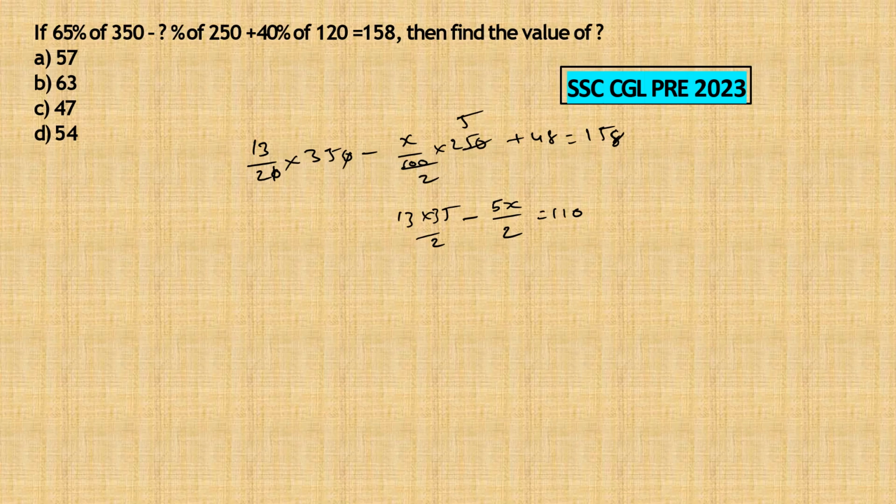Okay, 13 into 35, 350 plus 105, 455. 455 minus 5x is equal to 220. If you deduct it, 5x is equal to 235, so x is 47. That is the answer.